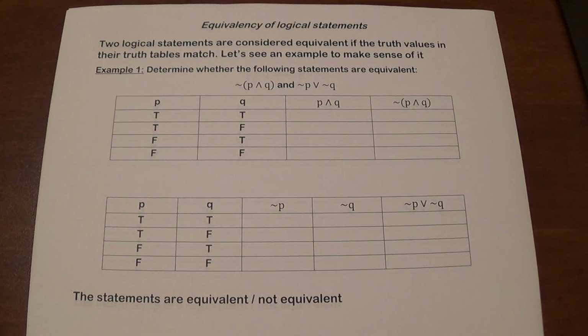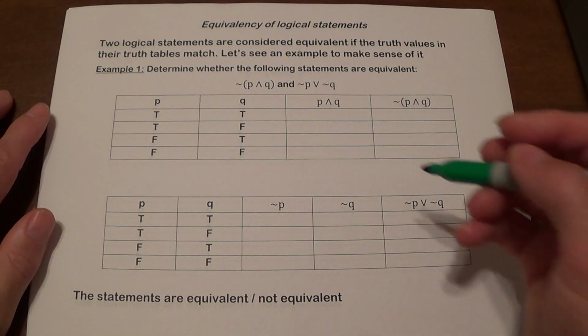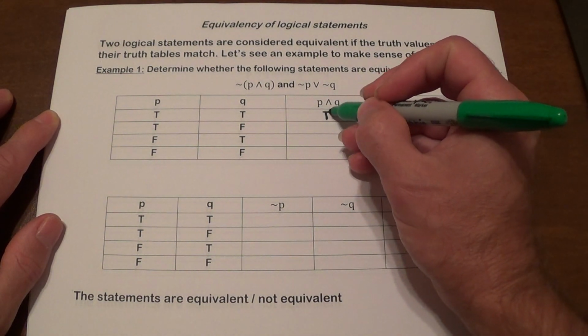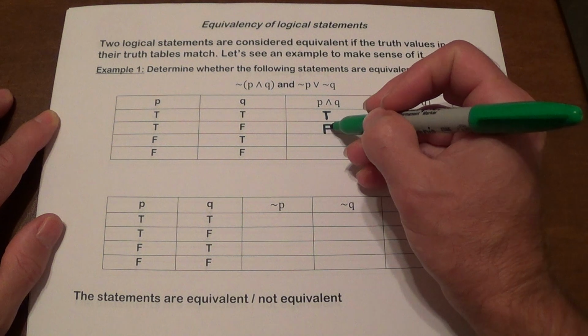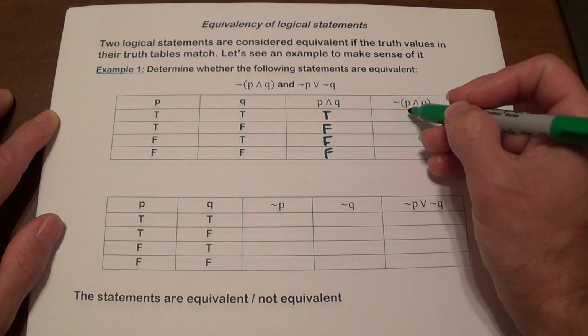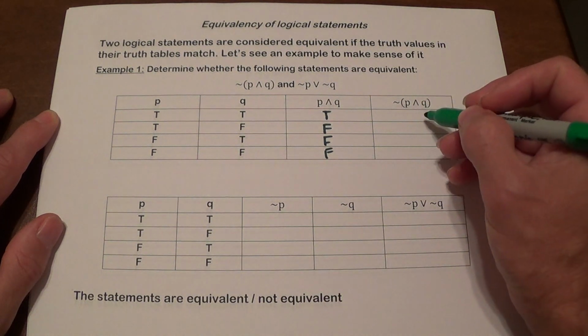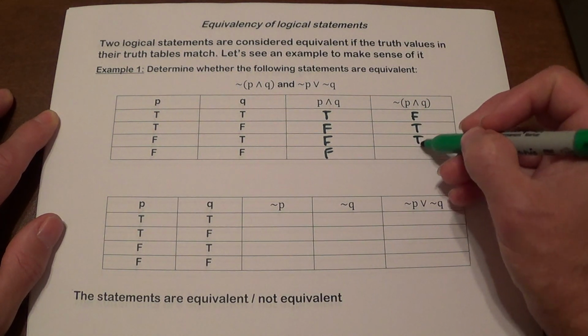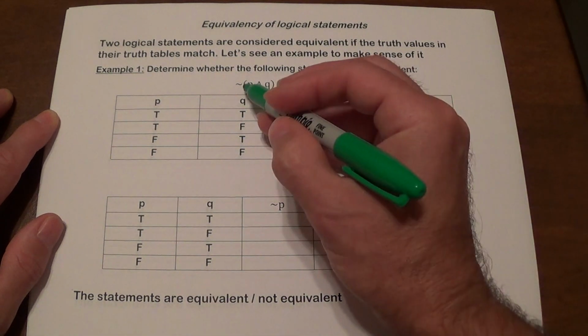I already pre-filled the tables. So we have P and Q, which will be true and false, false and false, and the negation is going to be false, true, true, true. So that's for this one.